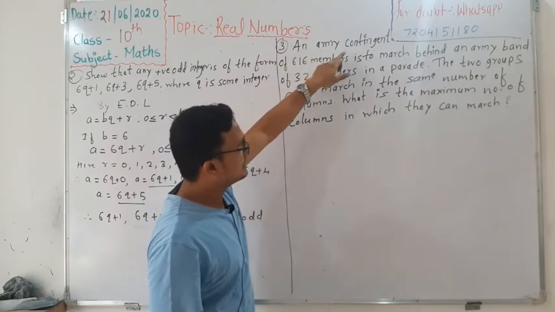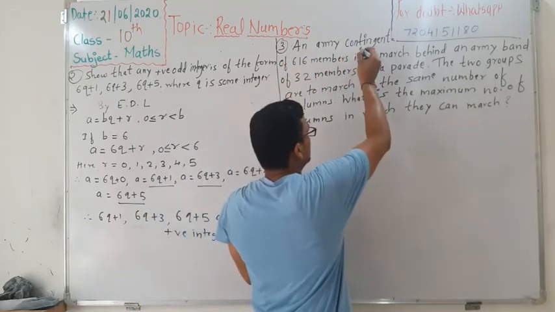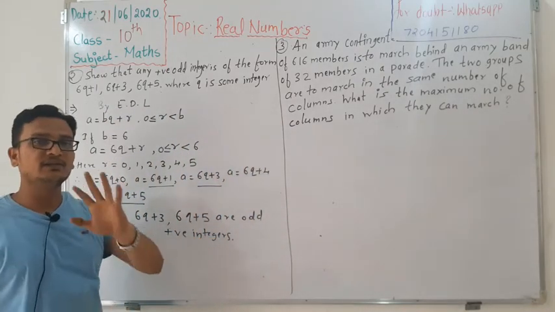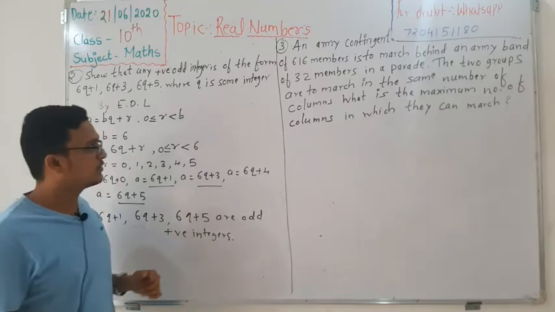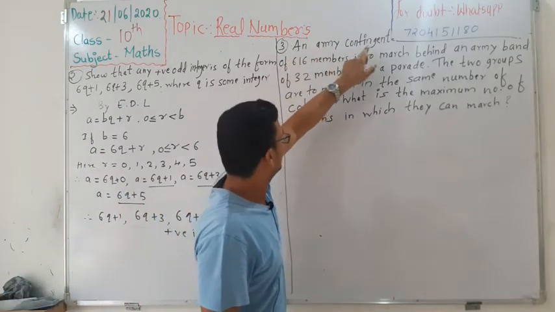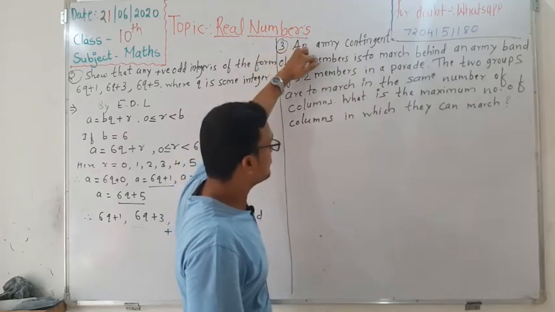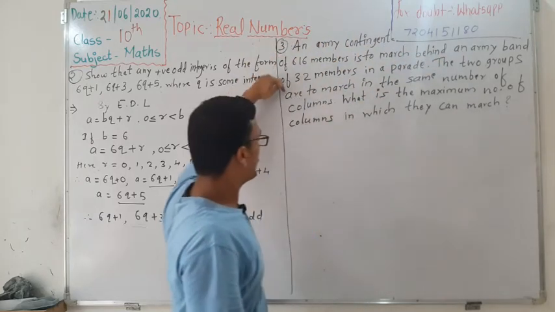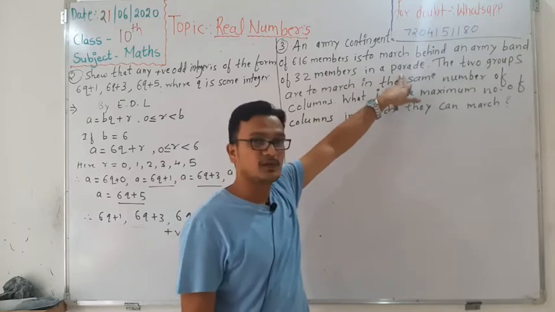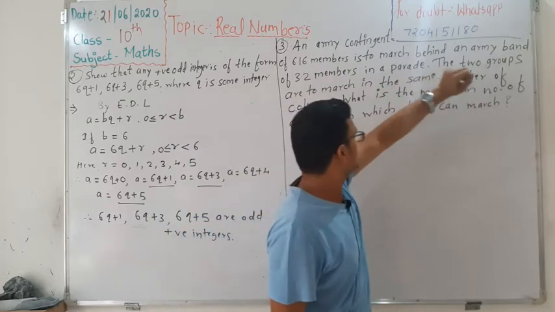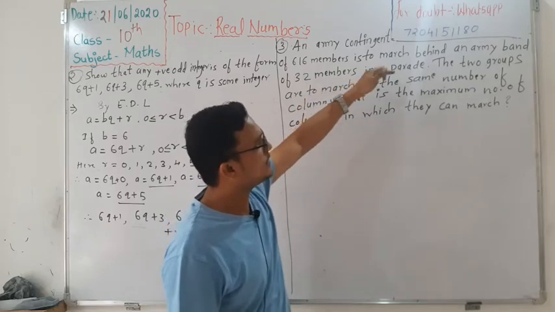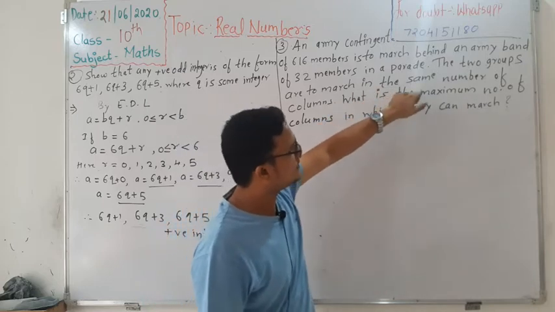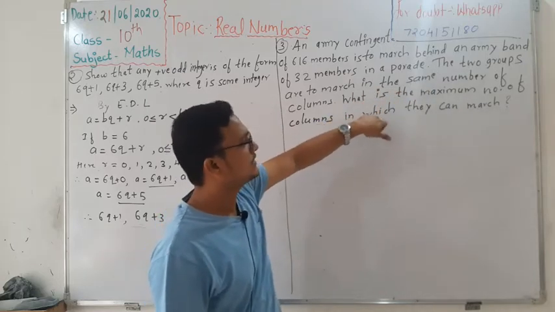An army contingent. Here the word used is contingent. Contingent means what? It is a group of people having the same features. So an army contingent of 616 members is to march behind an army band of 32 members in a parade. The two groups are to march in the same number of columns. Then what is the maximum number of columns in which they can march?